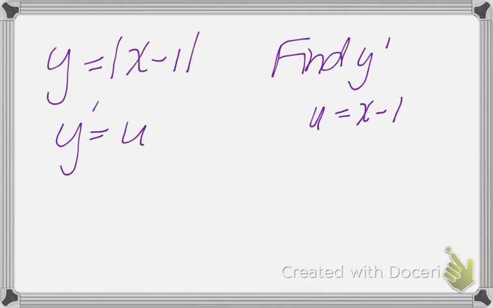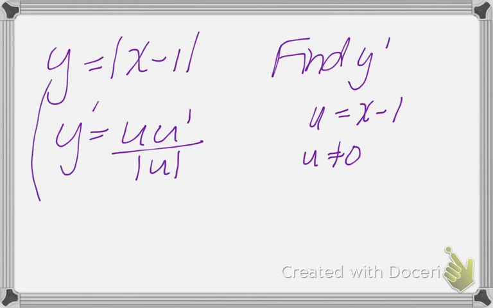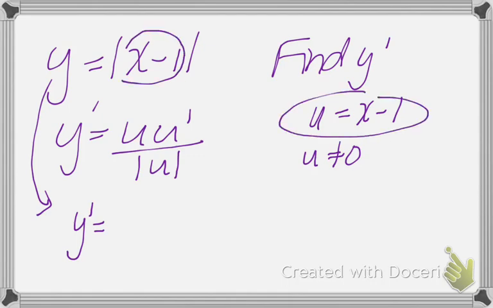Okay, so the derivative of an absolute value function is u times u prime over the absolute value of u. And of course, u cannot equal 0 because then it would make this fraction undefined. Okay, so for this particular problem, we're going to say y prime equals. So remember, u is x minus 1 because that's what's inside the absolute value sign. So we're just going to substitute.